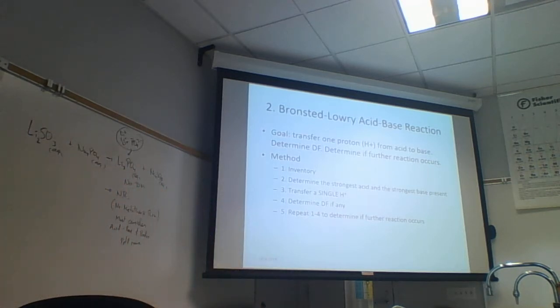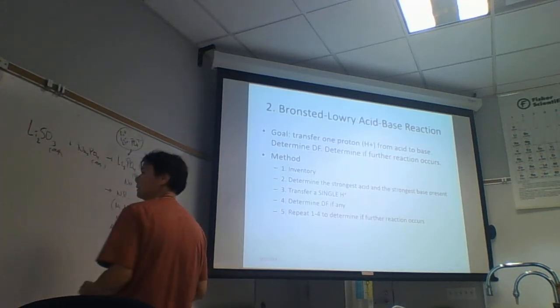It's water. And so this is going to be the strongest. Now, which is a stronger base, phosphate or sulfite? Sulfite is a mid-range, phosphate's borderline strong. So phosphate is a stronger base.